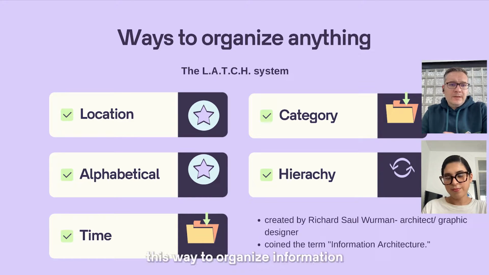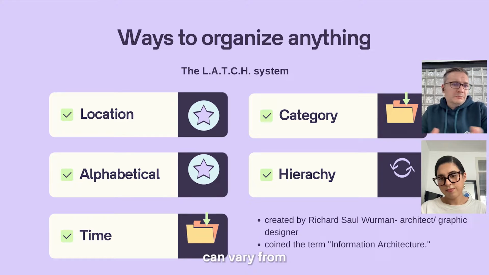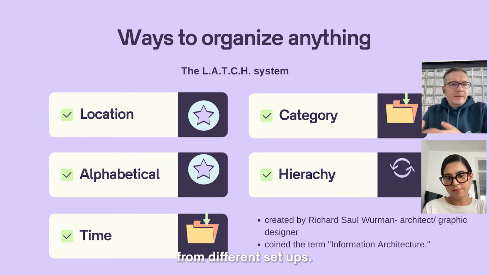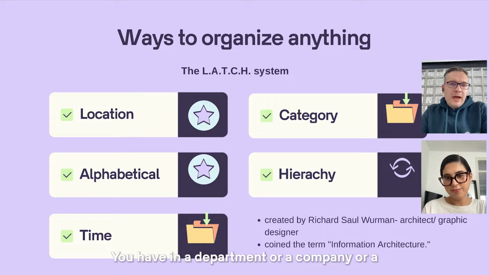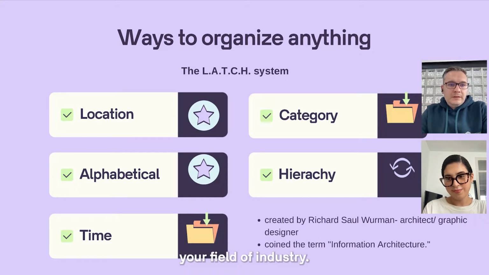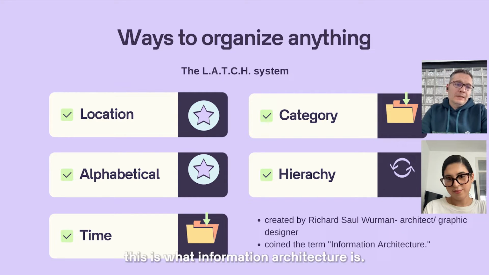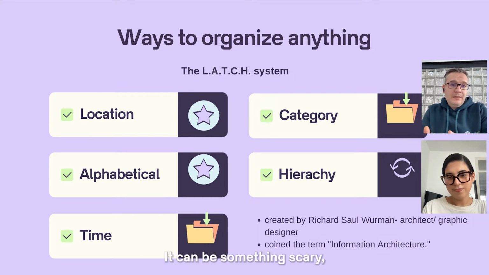This way to organize information can vary from company to company, from different setups you have in your department, your company, or your, let's say, field of industry. In short, this is what information architecture is. It can be something scary, something complicated, but in the end, we're using it without knowing it. And it's just a name for something that we're doing constantly.